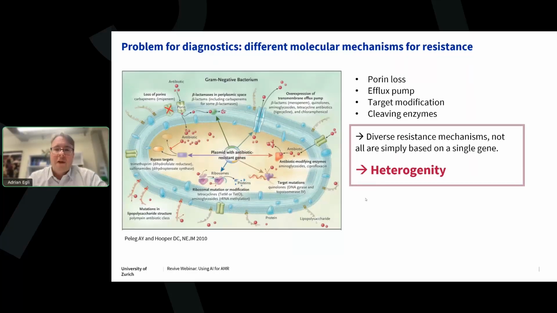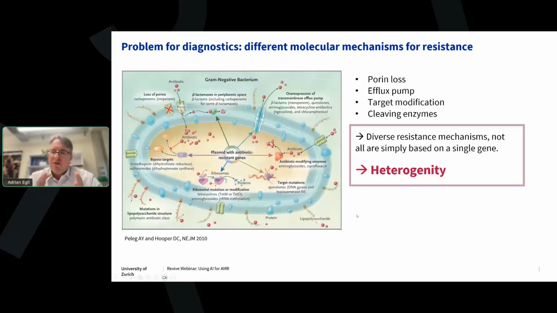So if you develop an AI-based system which can capture these resistances, you need to make sure that you also capture the biological diversity beyond. And this paper from the New England Journal of Medicine is basically a classic. You see here a double membrane of a gram-negative bacteria. And as you know, there can be porin loss, there could be efflux pump activity, which you can see here, a target modification, or cleaving enzymes.